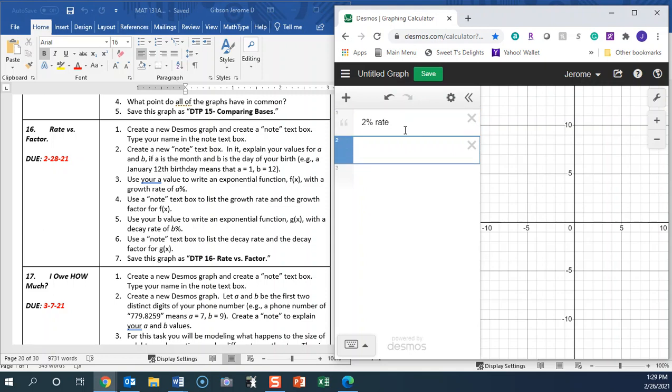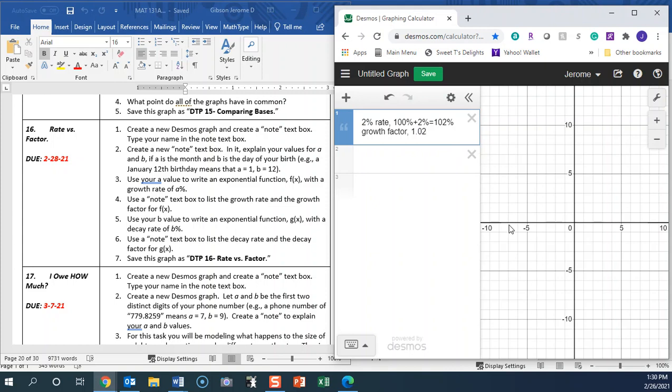Now to do the growth factor, the growth factor would be 100% plus the 2% that you have here. So this would equal 102%, and this would be your growth factor. Now, when you have your growth factor, you will have to rewrite it into decimal form. So this 102% will become 1.02, and that will be your growth factor that you will use for an equation.